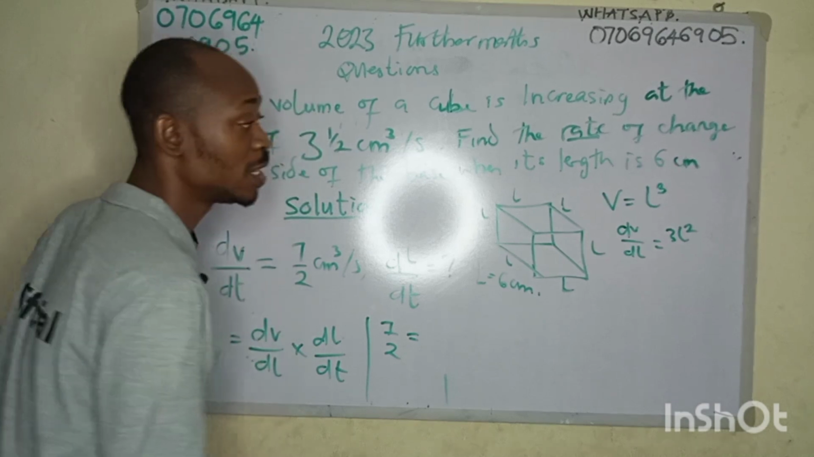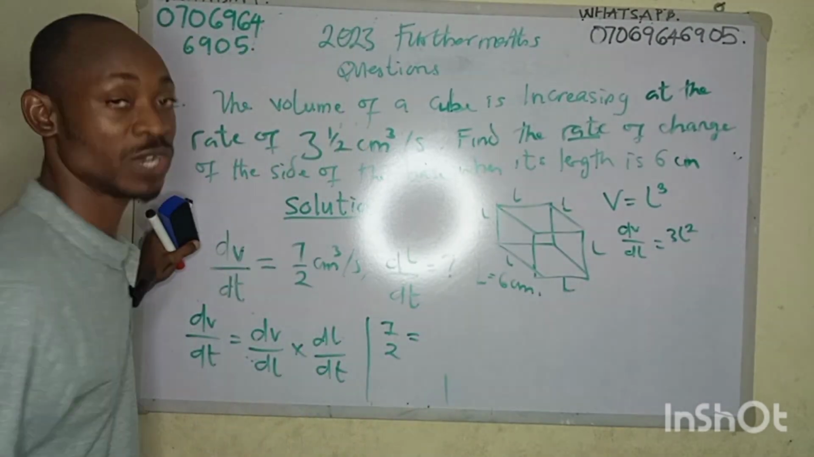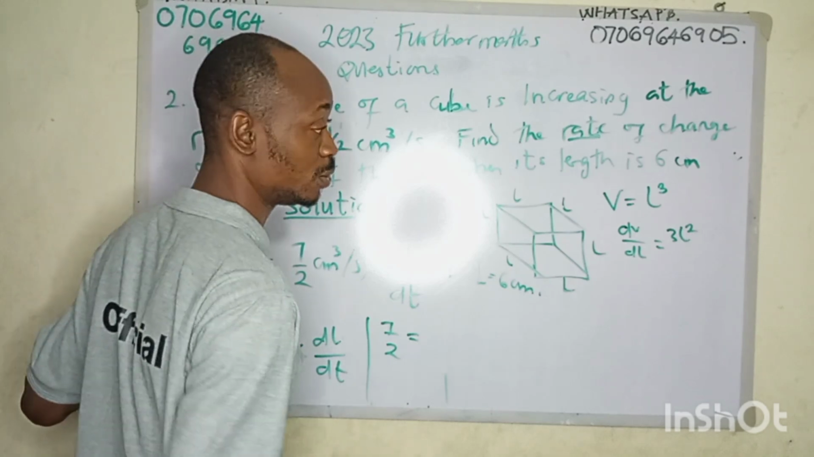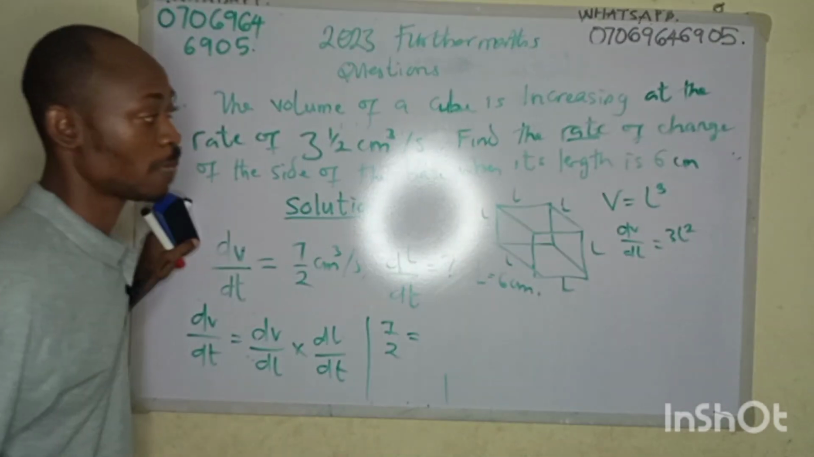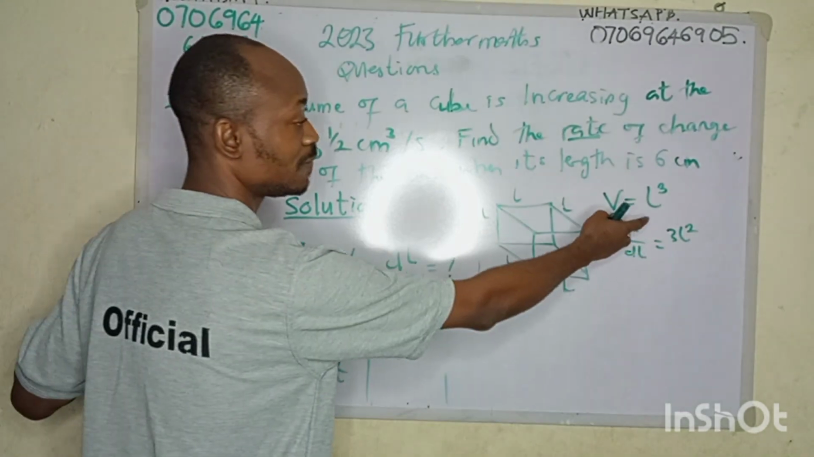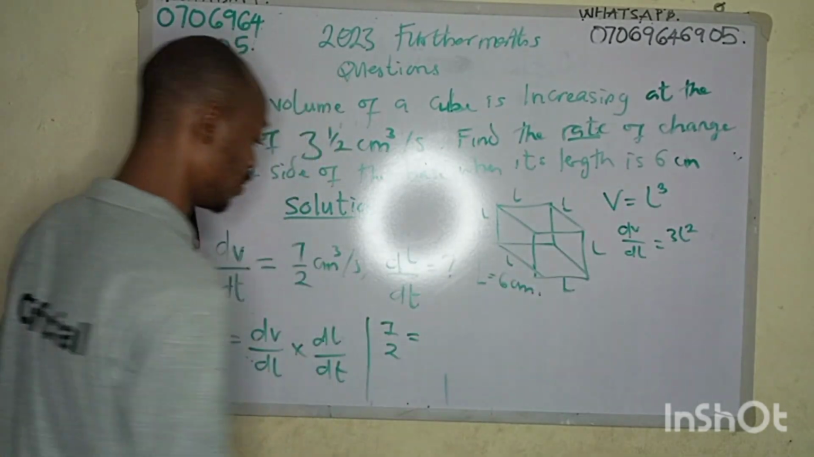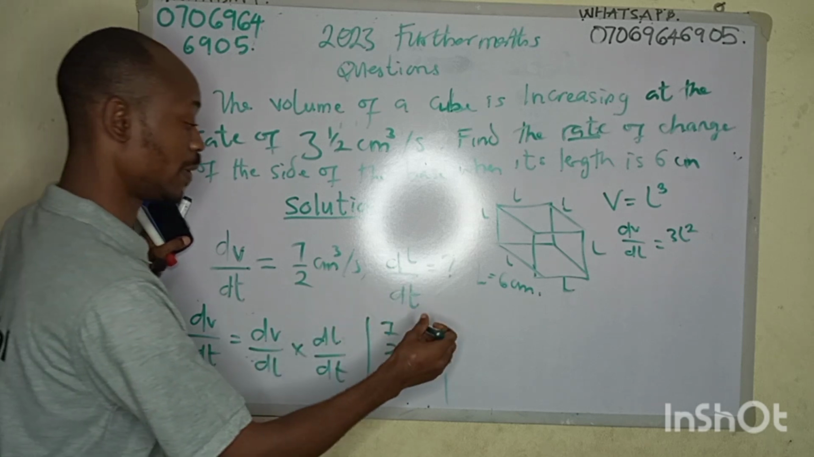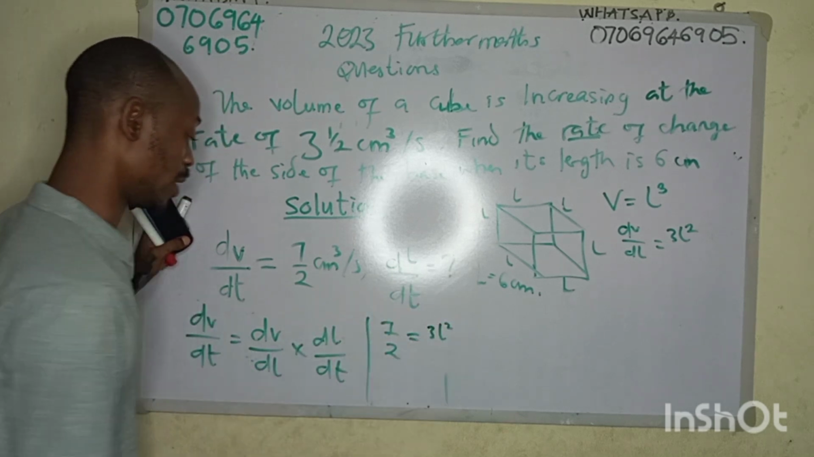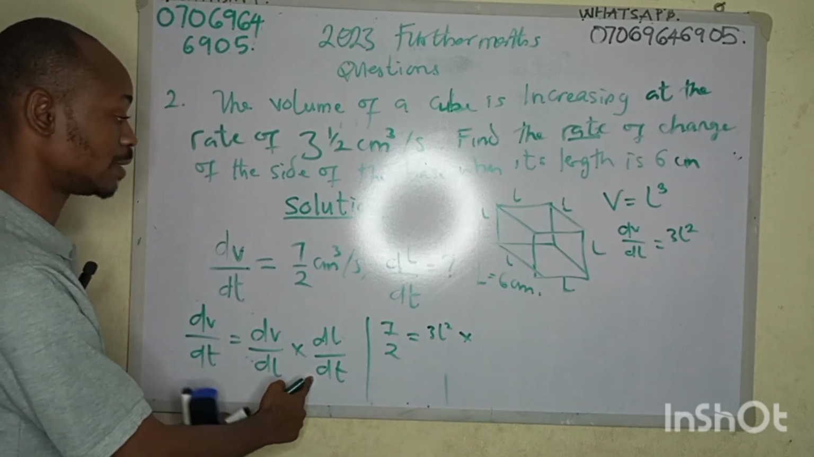I've made some videos on how we can differentiate expressions like this. You may want to check out those videos, about 2 videos on how to differentiate expressions. So if you differentiate V with respect to L, you get 3L squared, and that's our dV/dL. So dV/dt is 3L squared times what we are looking for, dL/dt.